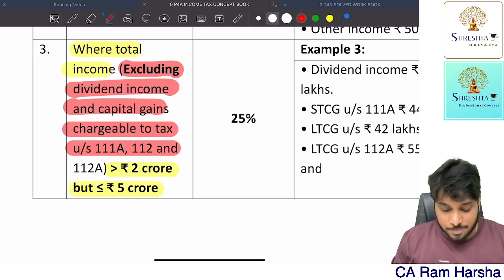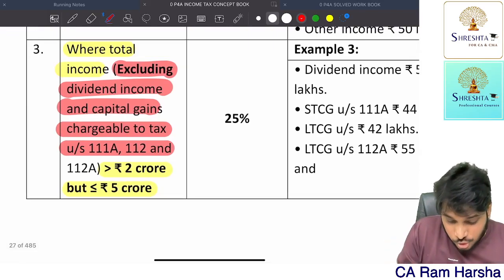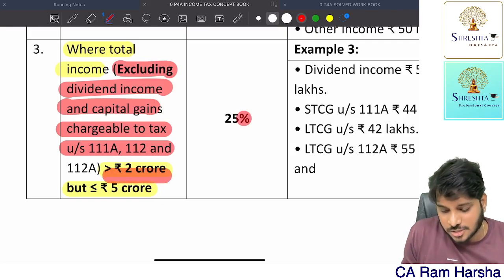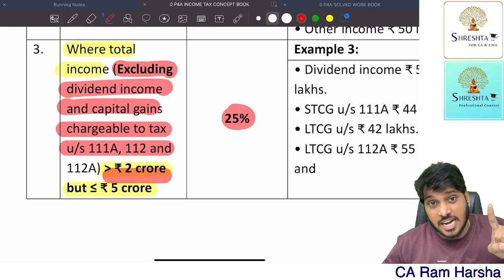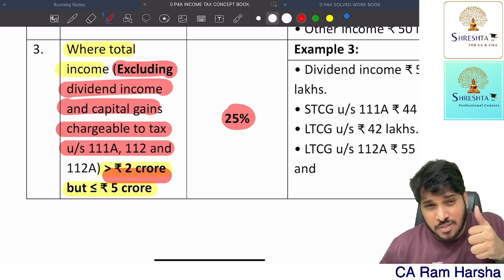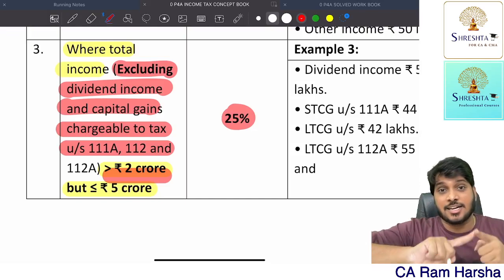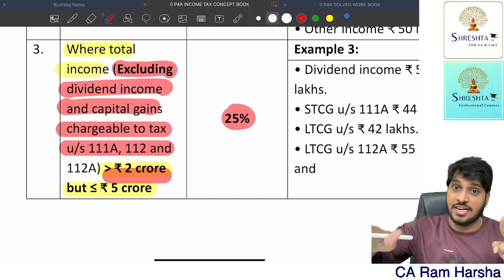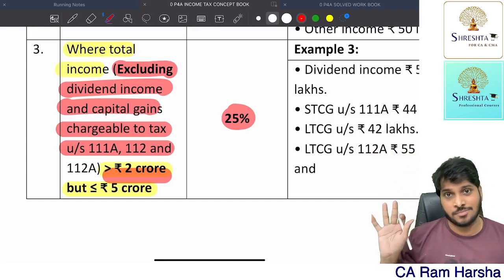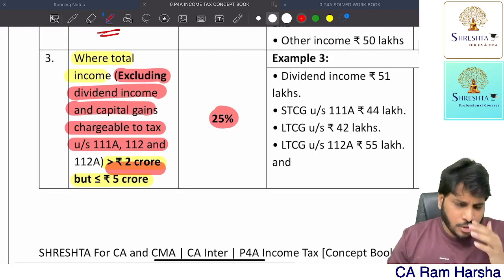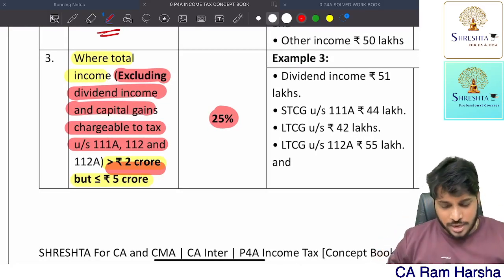Getting it? Suppose if total income excluding all these incomes is crossing 2 crore, straight away surcharge on that part of the basic tax is 25%. On which part of the basic tax? Basic tax calculated on the total income, excluding basic tax calculated on dividend and on capital gain. Like look at this example. Now here let us continue a little more and then discuss the example.